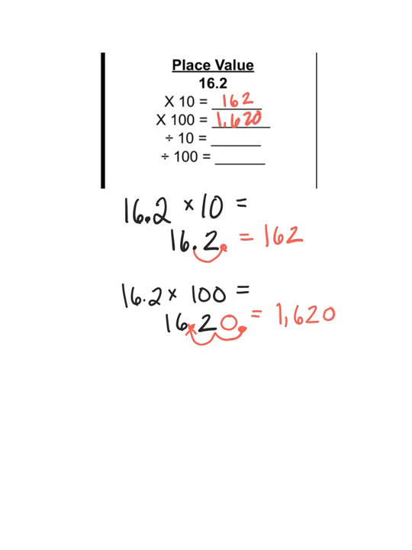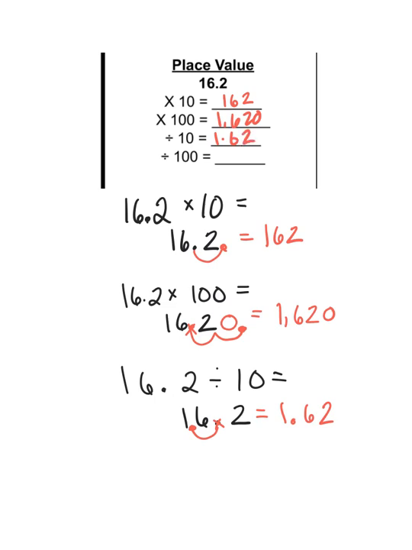Now we're going to divide by 10, which means our number will get smaller. 16 2/10 divided by 10 means our decimal point is going to move one place value position to the left. So our quotient, or our answer, is going to be 1 and 62 hundredths.